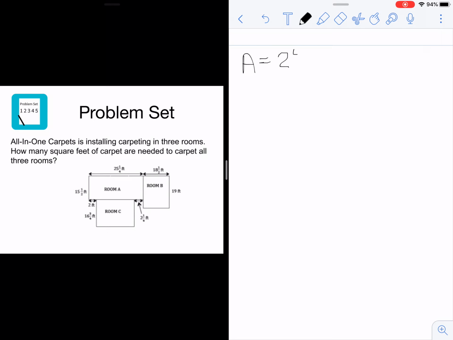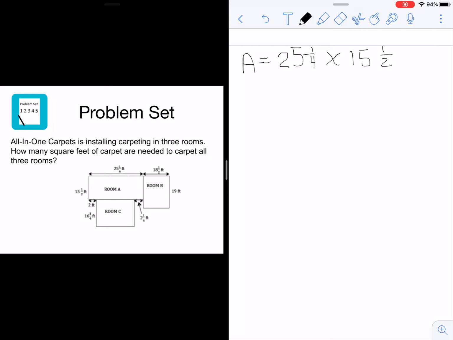25 1/4 times 15 1/2. That's A. Those are the dimensions of A. So let's find the area of A. We have 25 times 15. Remember, we have to do 25 times 15, 25 times 1/2, 15 times 1/4, and then 1/4 times 1/2.